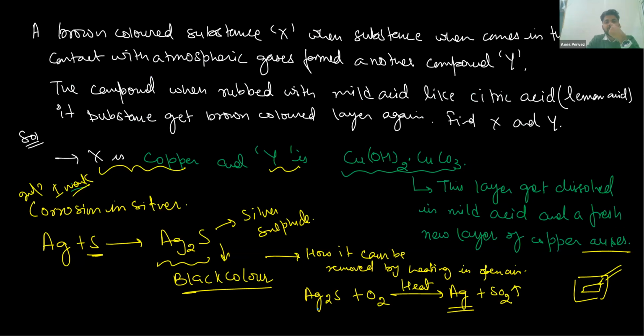An important question. A brown colored substance X, when it comes in contact with atmospheric gases, forms another compound Y. When the compound is rubbed with mild acid like citric acid, its surface becomes brown again. Find X and Y. Note the question.